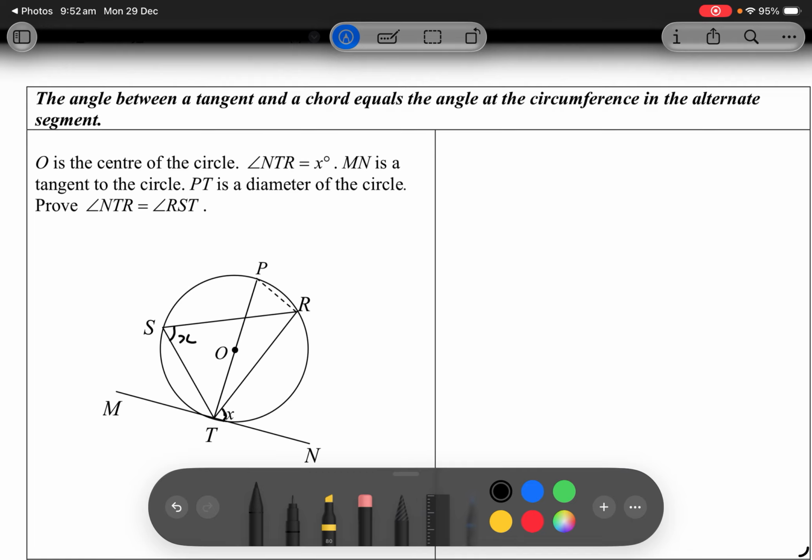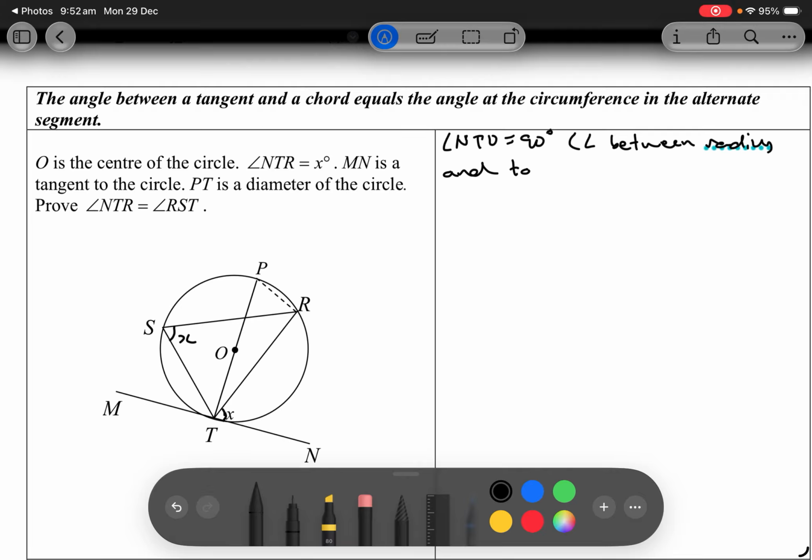Some of you may have already picked up on it, but we know that angle NTO equals 90 degrees. We know that because the angle between a radius and tangent is 90 degrees. Okay, and we're told that angle NTR equals x, that's given.